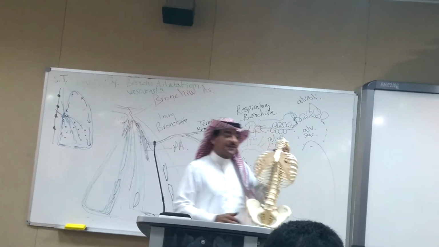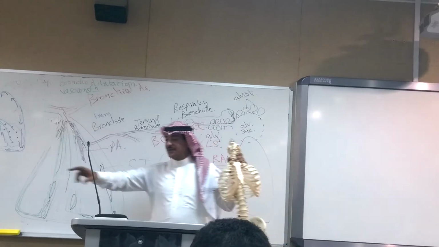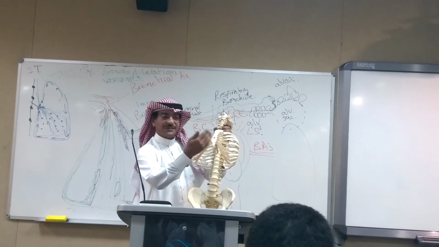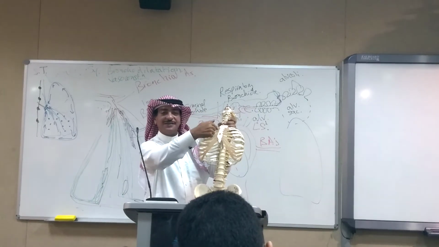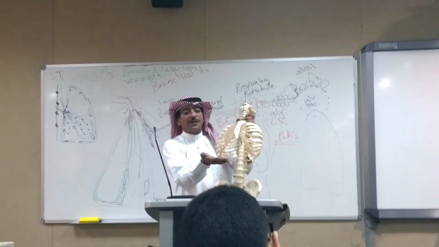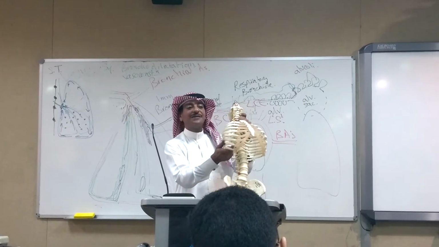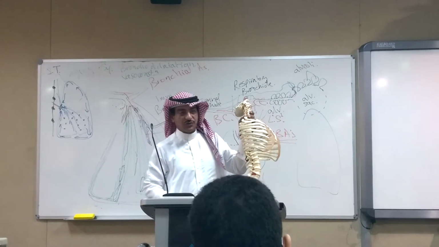Each lung consists of an apex, costal surface, anterior border, diaphragmatic surface or base with inferior border, and a posterior border.